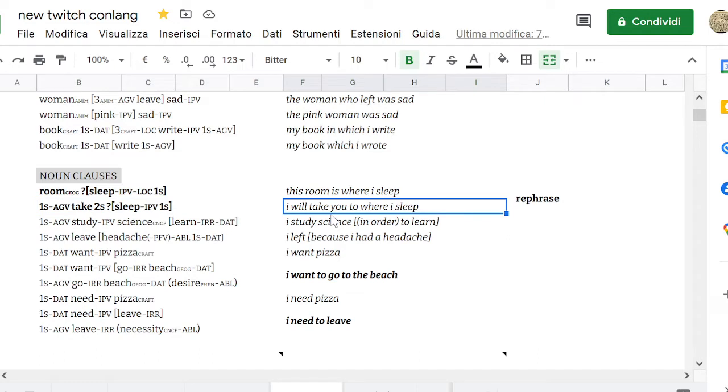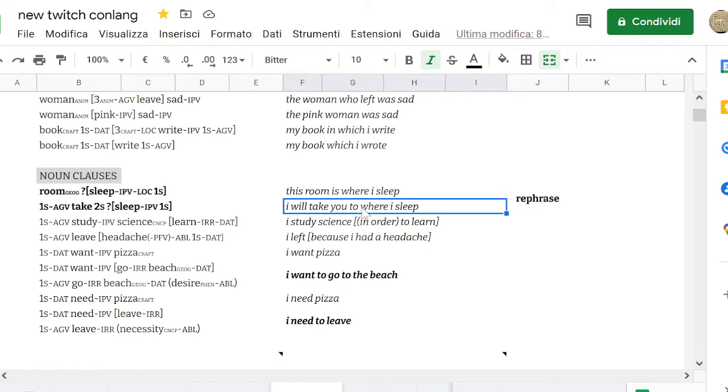And what I didn't think of, the very obvious solution to this, is that expressing these ideas in this way, trying to transport the European-style syntax into this language, is not compact, and it would be more compact to just rephrase it. Just not really do this kind of thing where you allow this, because you would say, I will take you to the room where I sleep. That would actually solve it.